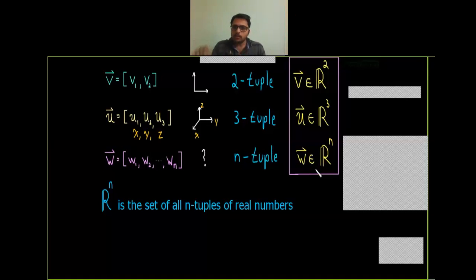Okay, now here R2 is nothing but the xy axis. R2 space is nothing but the infinite xy axis. We can say it is a set of all two tuples, let's say from minus infinity to plus infinity on both axes, x and y.